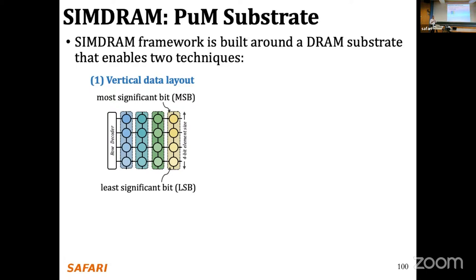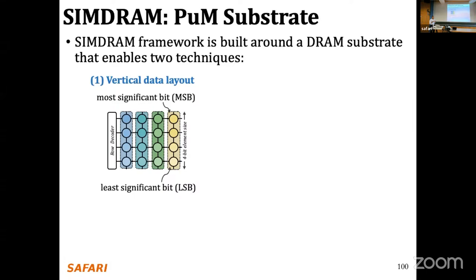So think about, just look at one particular column. Let's say that you have a 4-bit integer in your system. You are going to place bit zero in this blue cell here, bit one in this one, bit two in this one, and bit three in this one. And then if you have another integer, you're going to put it in another column, and then another integer. And if you now want to do addition of two integers, you're going to stack them vertically.